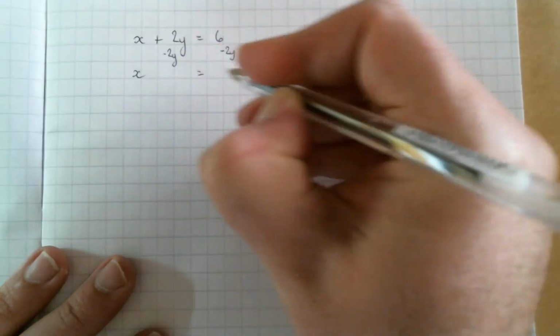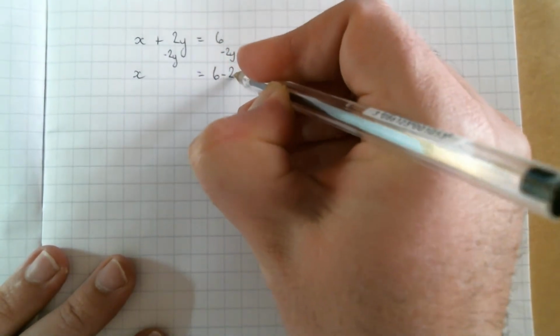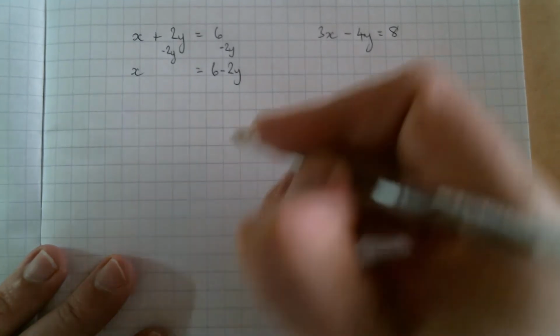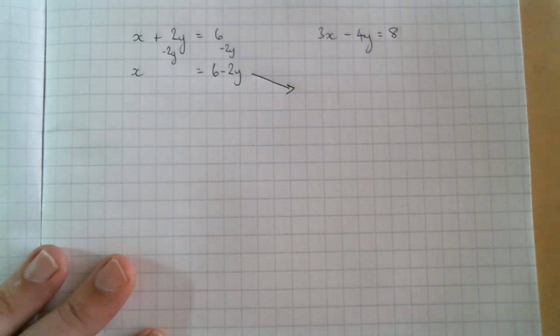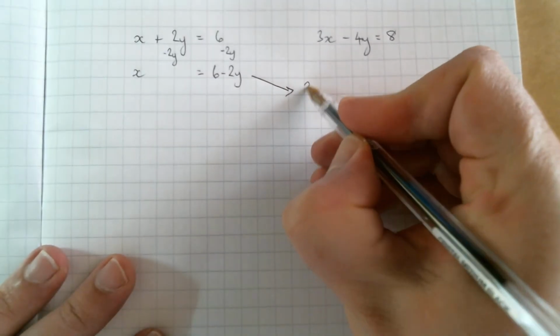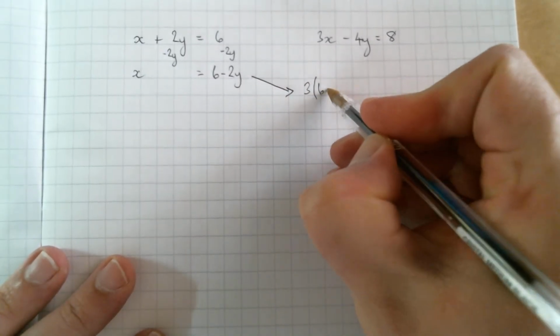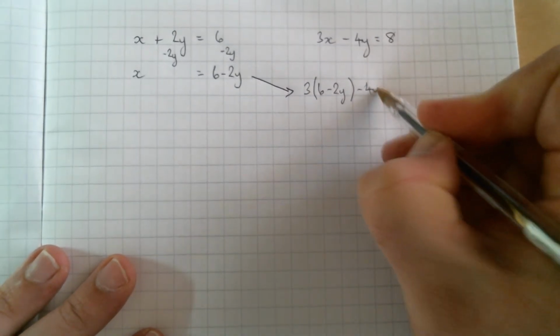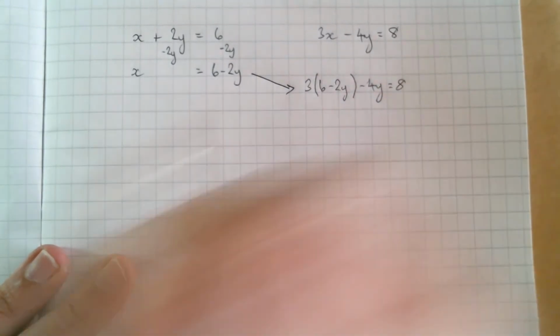X equals 6 minus 2y. So I have a statement for x which doesn't involve a fraction, and I now am capable of substituting that statement for x into the right-hand column. 3x minus 4y equals 8.